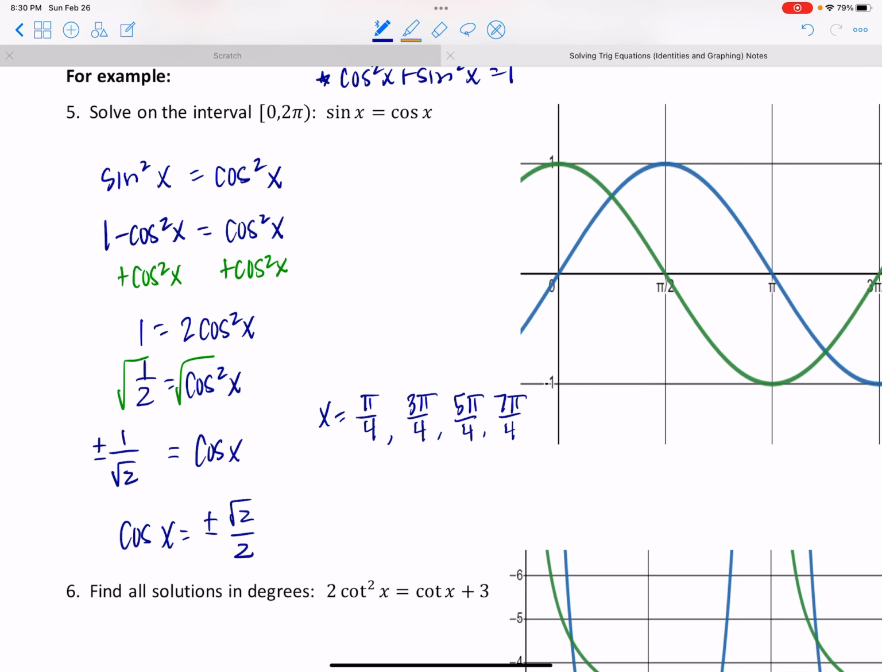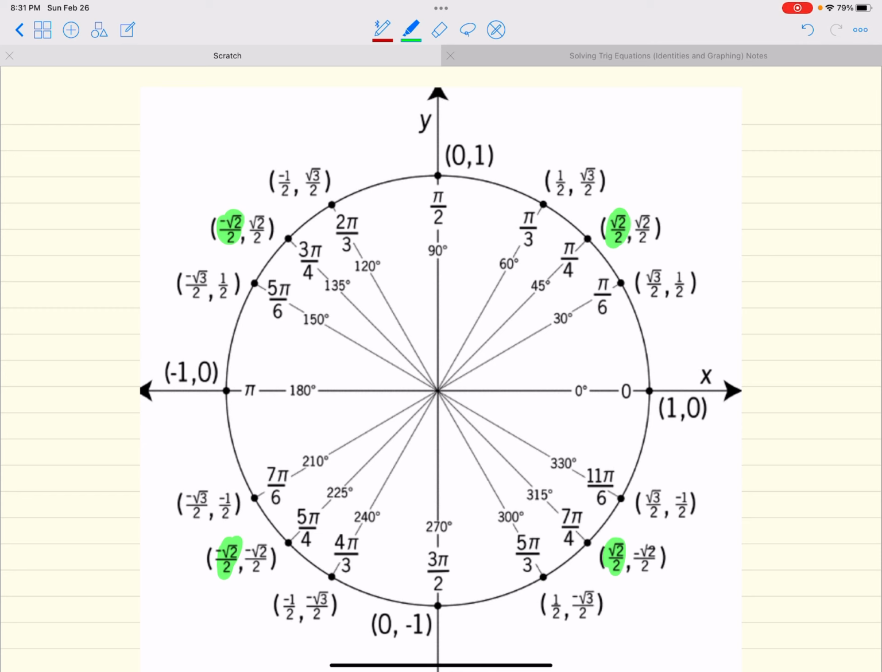have to check these. So all I'm looking for technically is if I input my angle, the sine and the cosine have to be the same. So at pi over 4, the sine and cosine the same, yes, so that's going to be a valid answer. At 3 pi over 4, they're not the same because negative and positive have different signs, so that's an extraneous solution. Here they're the same, so that's good. And here they're opposite signs, so that's extraneous.